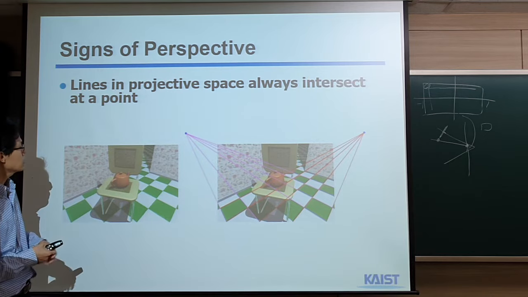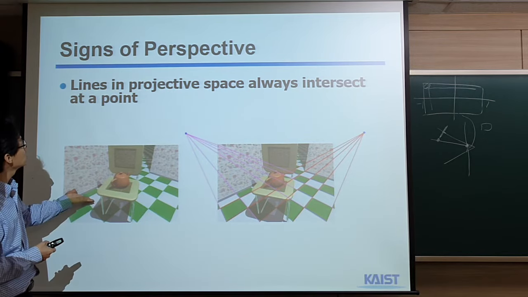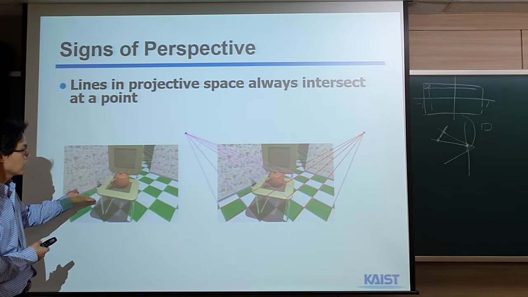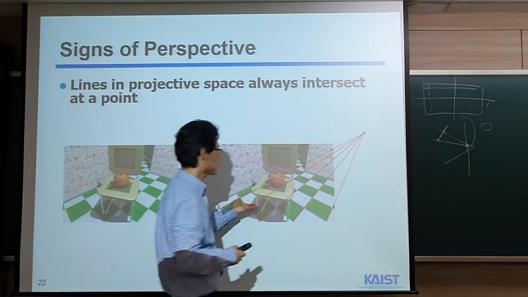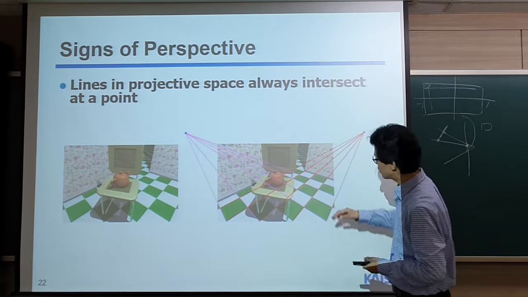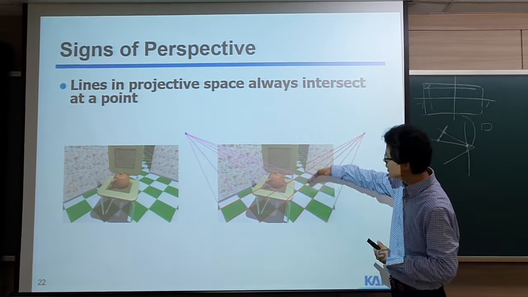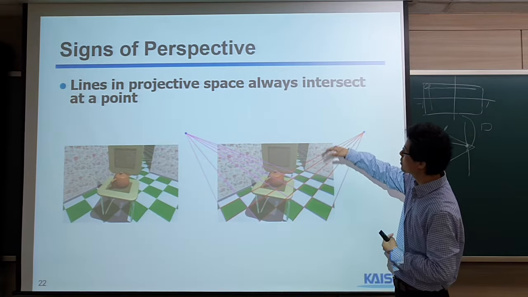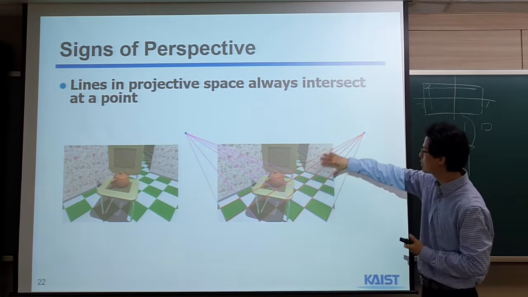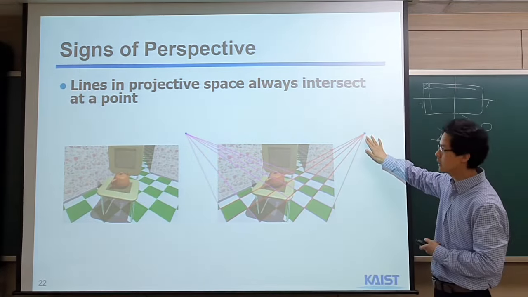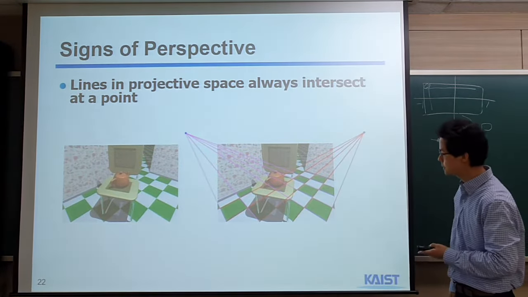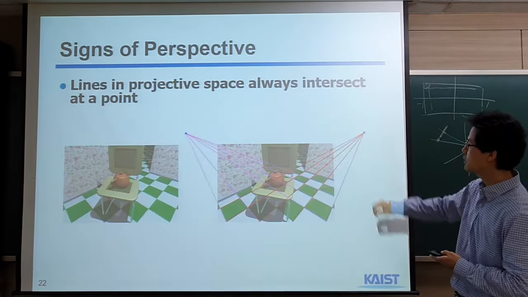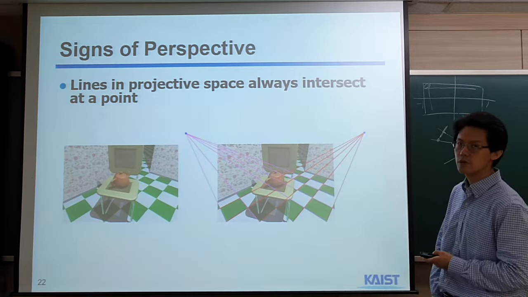So let's look at how these are drawn under perspective projection. You can see that, unlike orthographic projection, where we know these are parallel lines, these parallel lines under perspective projection actually intersect at a point. We call it the vanishing point. These are some of the signs of perspective projection.